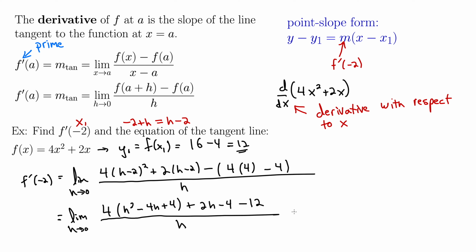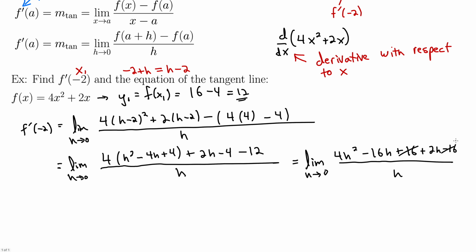Okay, let's distribute that 4 through to all the terms. So this is the limit as h goes to 0 of 4h squared minus 16h plus 16 plus, let's see, 2h minus 16. And look at that, those 16s cancel, all over h. And now we're getting somewhere because all our terms up top have h's in them, which means that our h in the denominator will cancel out.